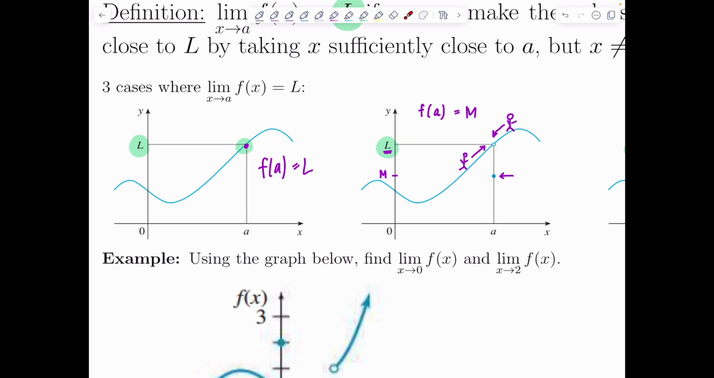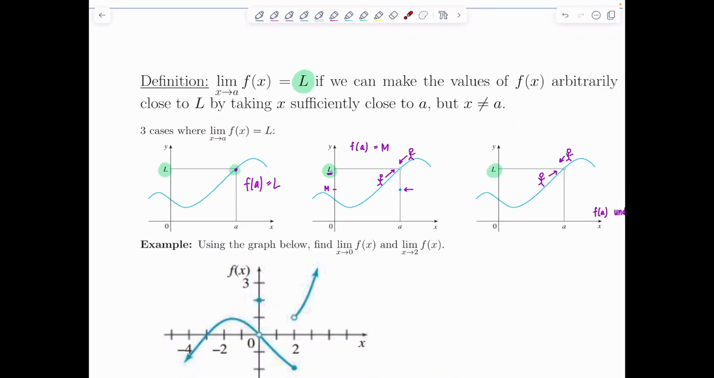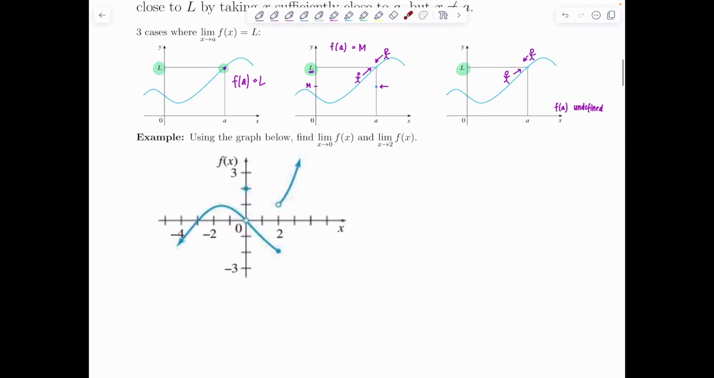Okay, so let's build on this idea a little bit more. Here's a different graph, and I want you to use the graph below to find the limit as x approaches 0 of f of x and the limit as x approaches 2 of f of x. So we're going to look at two different x values. What we're going to do is break it down and look at the limit from each side of those x values. So first, let's consider x equals 0. We're going to look at the limit as x approaches 0 from the right of f of x, and then the limit as x approaches 0 from the left of f of x, okay?